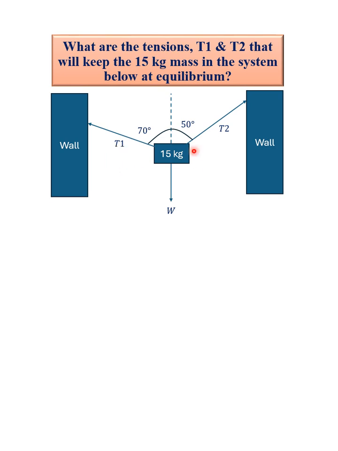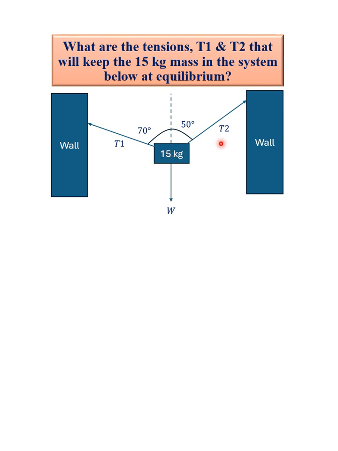We have a system of forces here where we are to calculate the tensions T1 and T2. The question says, what are the tensions T1 and T2 that will keep the 15 kg mass in the system below at equilibrium? A mass of 15 kg is suspended from the wall with the help of two strings, creating a tension T1 on one string and T2 on the other string. If this mass is at equilibrium, find T1 and T2.